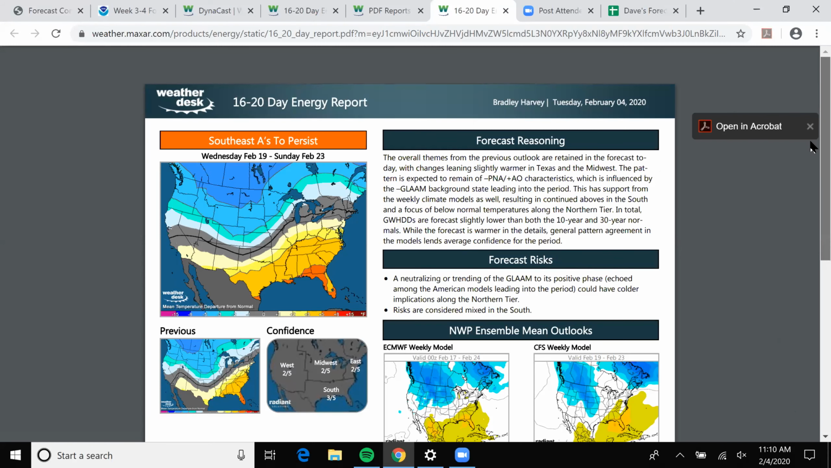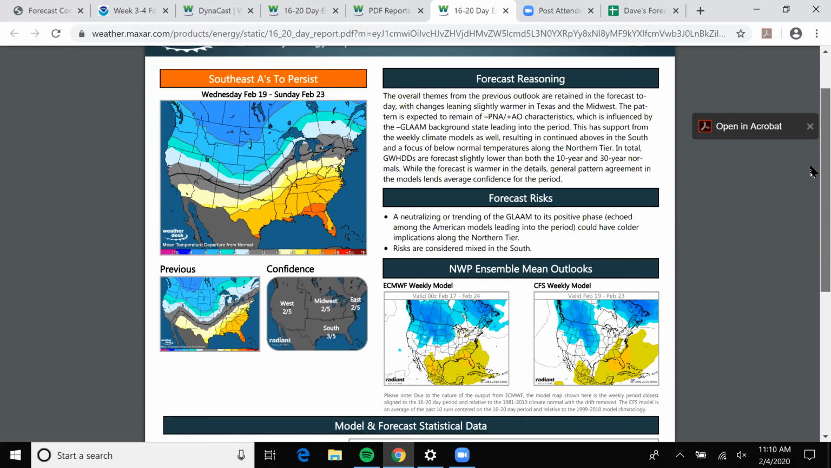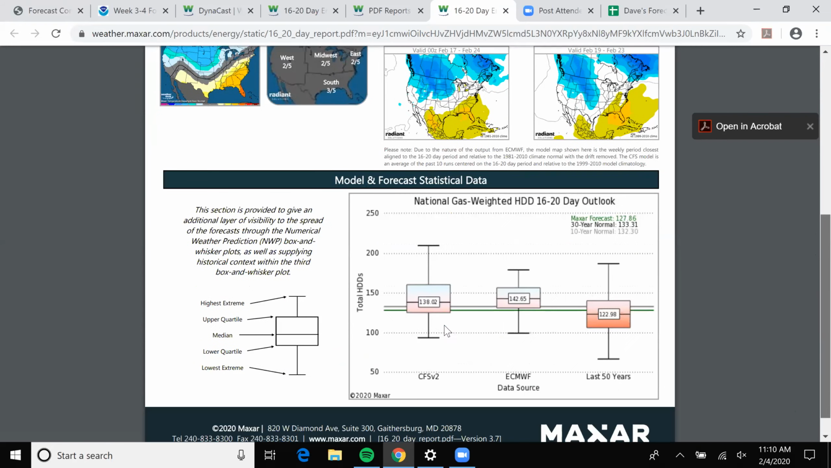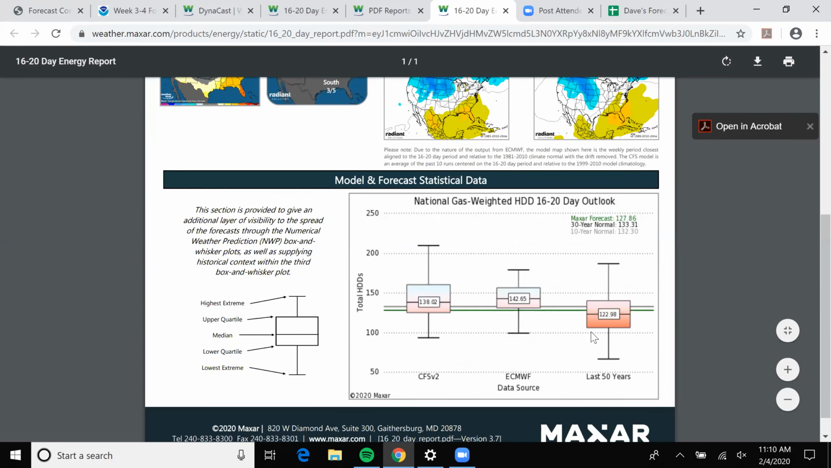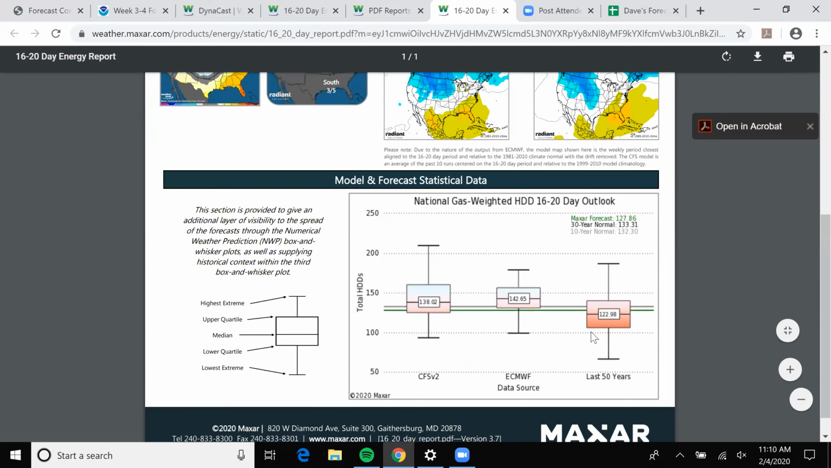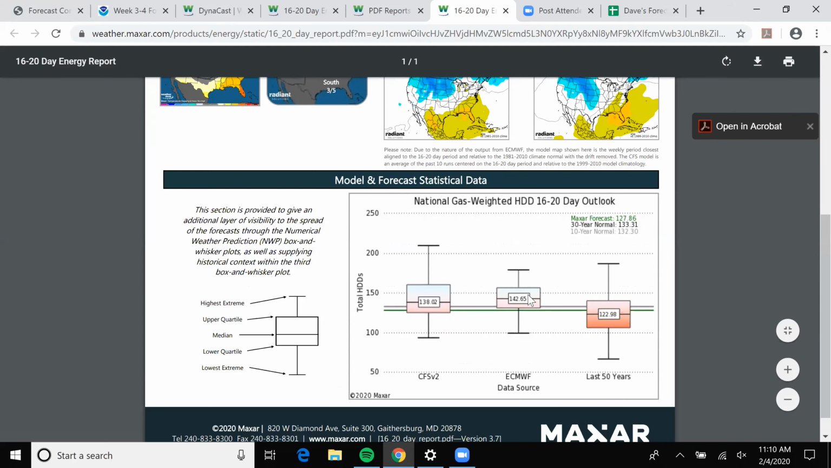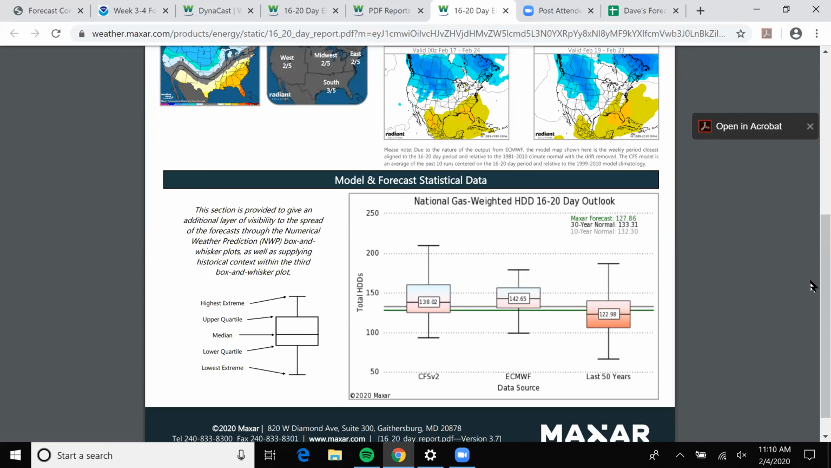view tab, we can see that for today, here's the Maxar forecast, their discussion, their pattern configuration, and they do provide an ECMWF weekly model output and a CFS weekly model output. We can see these are the values that they provide down here. Their forecast is right here, so this 127.86, and then they provide the spreads and the mean values for the models.